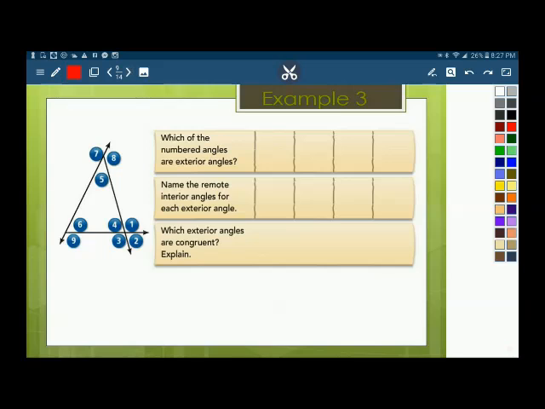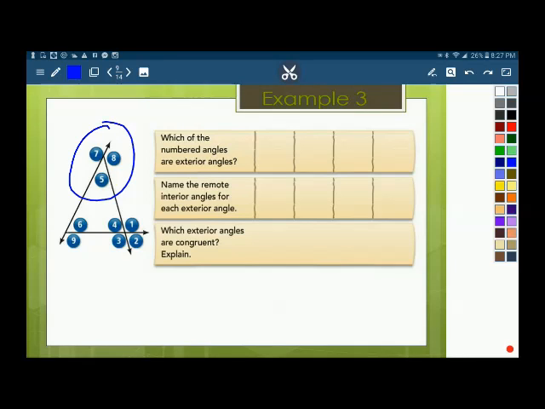So let's give this a try in the third example. It says, which of the numbered angles are exterior angles? So I'm just going to go through my diagram and name the ones that are made up of an extension and one of the sides of the triangle. In this top intersection here, I'm seeing angle 7 is created by a side of the triangle and its own side's extension. The definition specifically said that it had to be of an adjacent side's extension. So angle 7 is not an exterior angle.